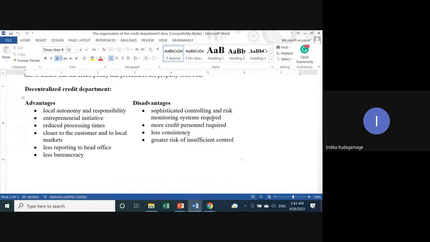Greater risk of insufficient controls. There can be control lapses at any time. That is happening.